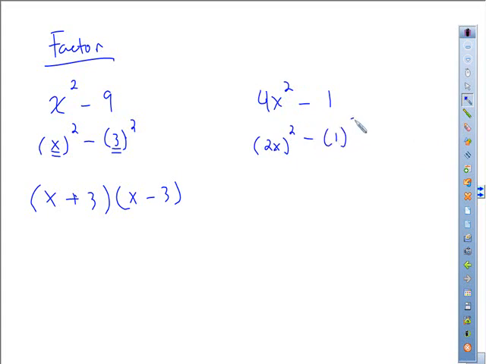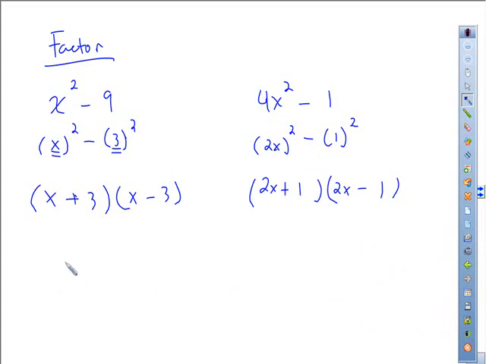And 1 squared gives us this. So yes, it's a difference of squares. So basically, you're going to set up your parentheses. One will be a plus, one will be a minus. It doesn't matter the order of the plus or the minus. Then take these and just plug them into parentheses. And that's it. Okay.